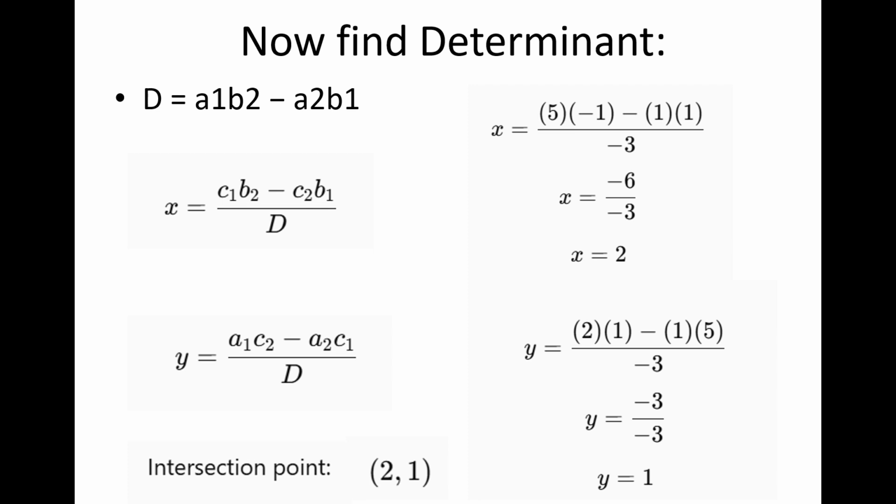So this is what we will be programming in our CPP, so that whatever the a, b, c constant values are given to us, based upon that you can find the determinant and then the intersection point. So let's get started.